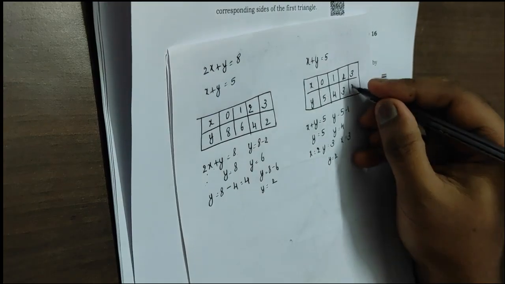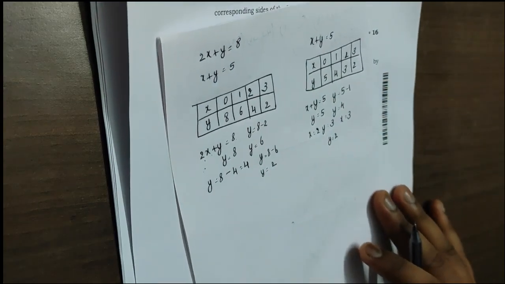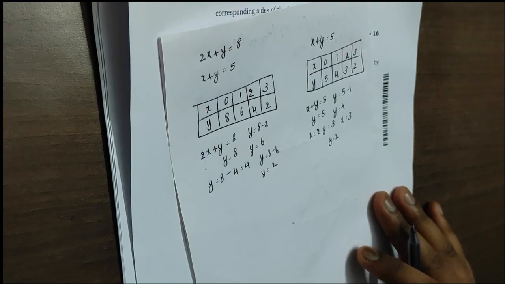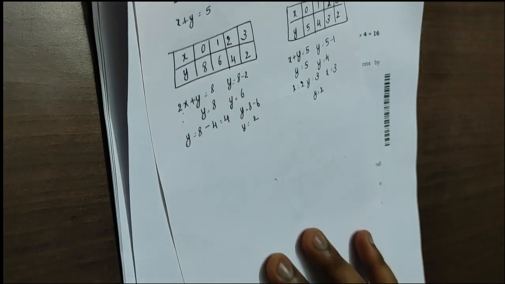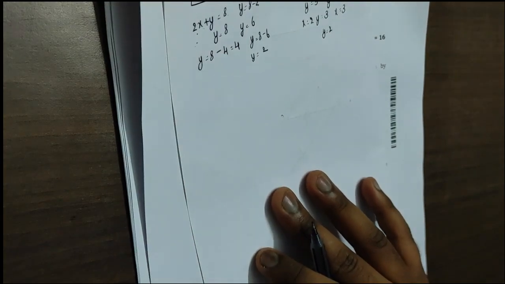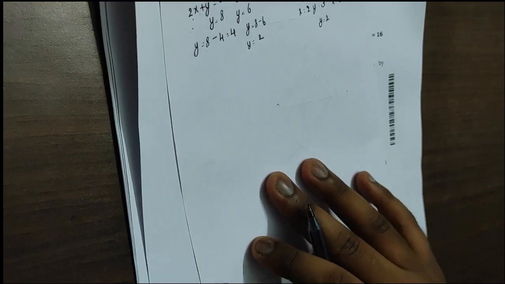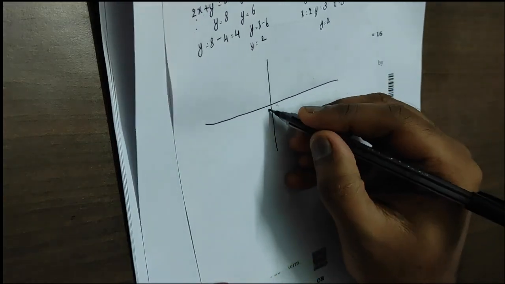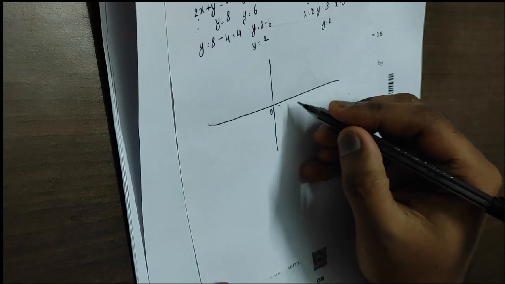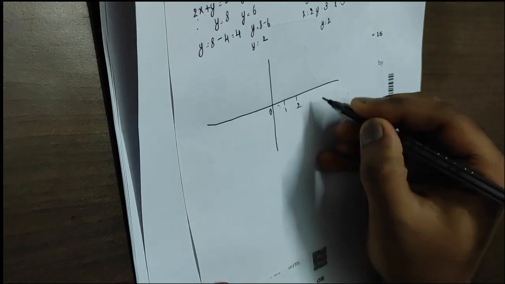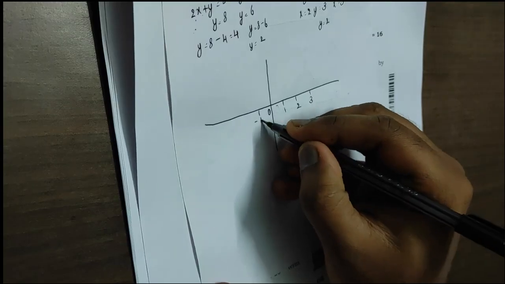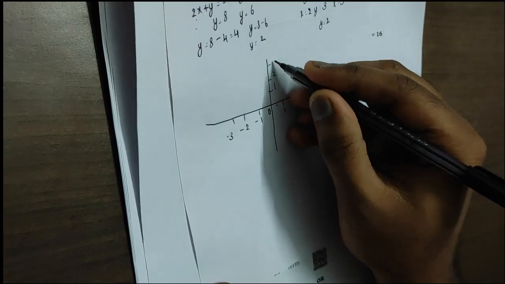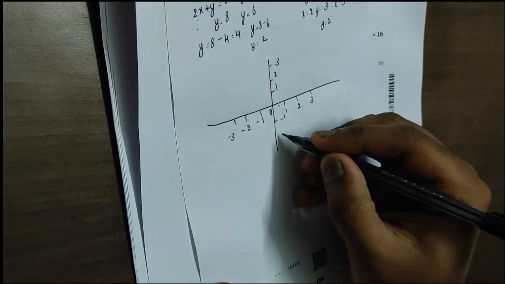Done. Now we have got all the values for corresponding values of x. Now the job left for us to do is the graphical solution. Let us see how to solve this graphically. Consider this as a graph. This is the origin, 0, 1, 2. This is the positive x-axis and this is the negative x-axis. Positive y-axis and negative y-axis.